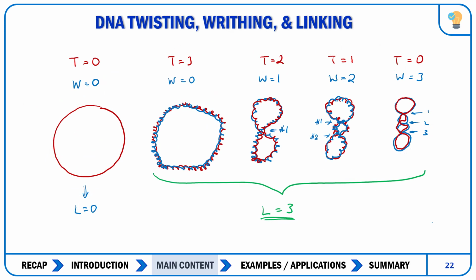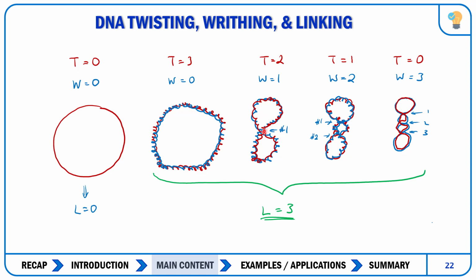Next, we took a look at DNA twisting, writhing, and linking. It would be good to review these terms in case we ever need them. So here you have a very simple DNA strand, which is just a circle. There's no twisting involved and there's no writhing involved. Over here, you have twisting being 3, which means the actual twist of the DNA helix, which you can see here, but there's no writhing.